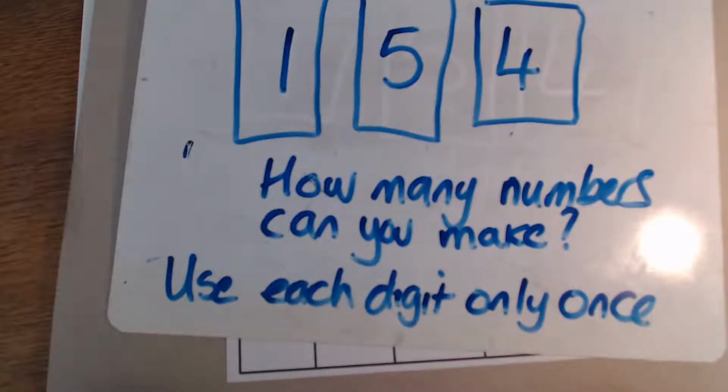How many different 1, 2, and 3-digit numbers can you make using the digits 1, 5, and 4? You can only use them once each in each number that you make. You don't have to use them all in each number, but you can only use them once. How many numbers can you make? Don't tell me the answer yet because I'm going to come back to it later on in the lesson. That's just a little warm-up activity for you to do while we're waiting for everybody to join in.